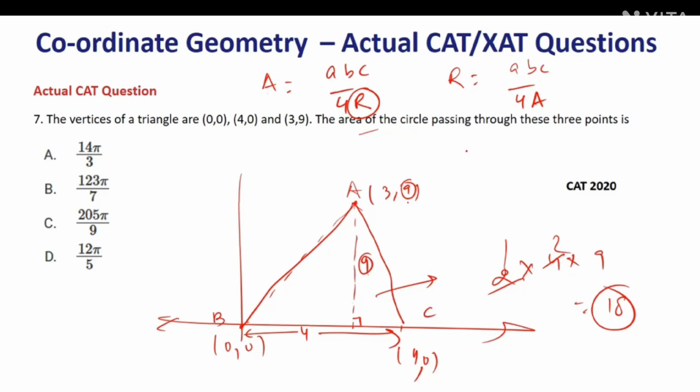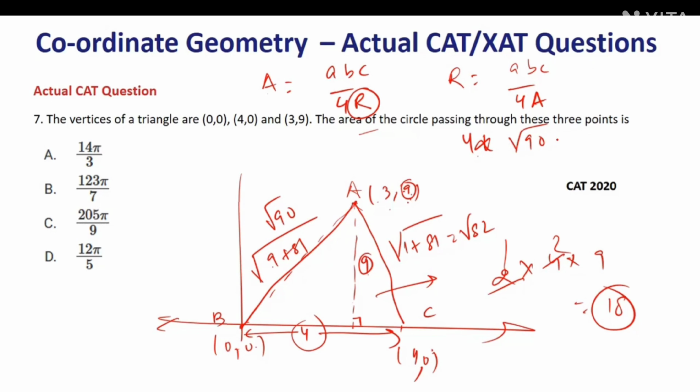Now let's calculate the sides. First side is 4. Second side, by distance formula, we can calculate: 3 square is 9 and 9 square is 81. 9 plus 81, root 90. Now 3 minus 4, minus 1 square is 1. 9 minus 0, 9 square is 81, so this becomes root 82. So the sides are 4, root 90, and root 82, divided by 4 into area, which is 18. So this is done.